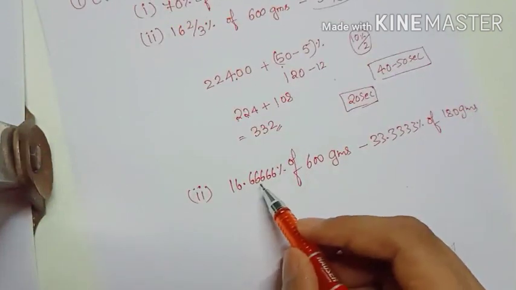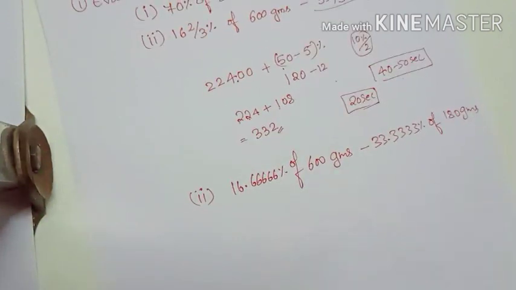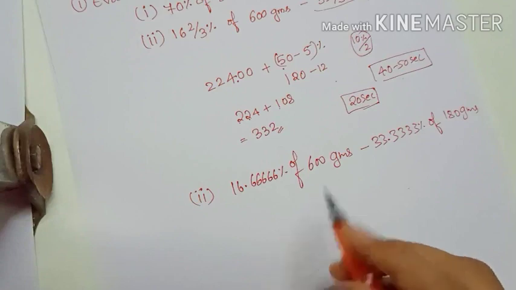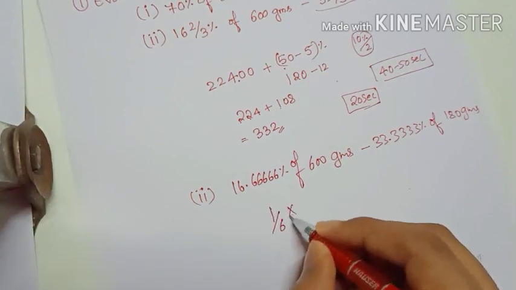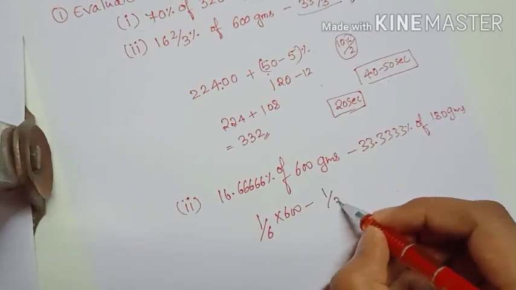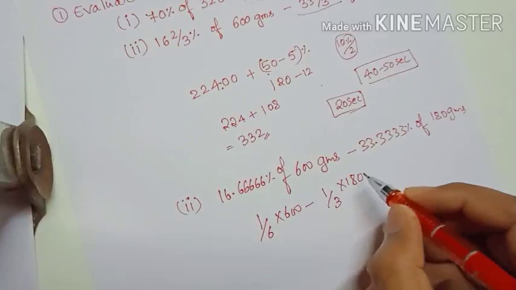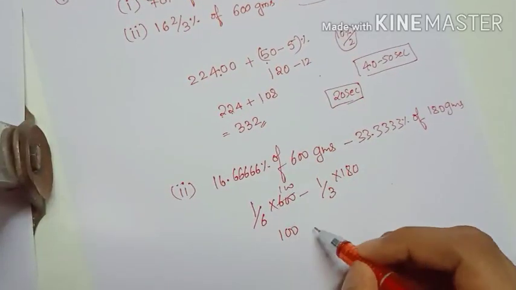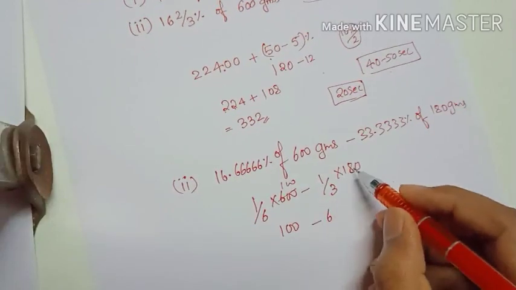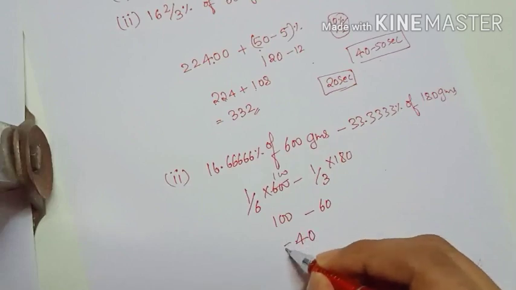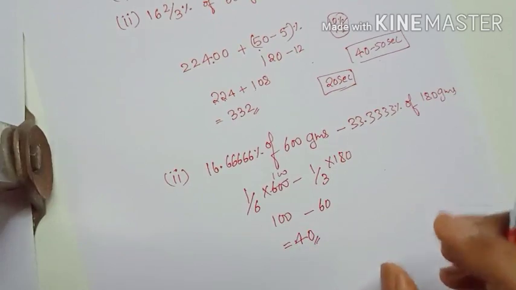See, 16.6666%. Remember the fraction values. Which fraction represents 16.6666%? 1 by 6, yes or no? So 1 by 6 into 600, minus, since 33.333 means 1 by 3, 1 by 3 into 180. So 6 ones are 6, so 100 minus 3 sixes are 18, 60. So 100 minus 60 will be 40. This is a very simple problem.